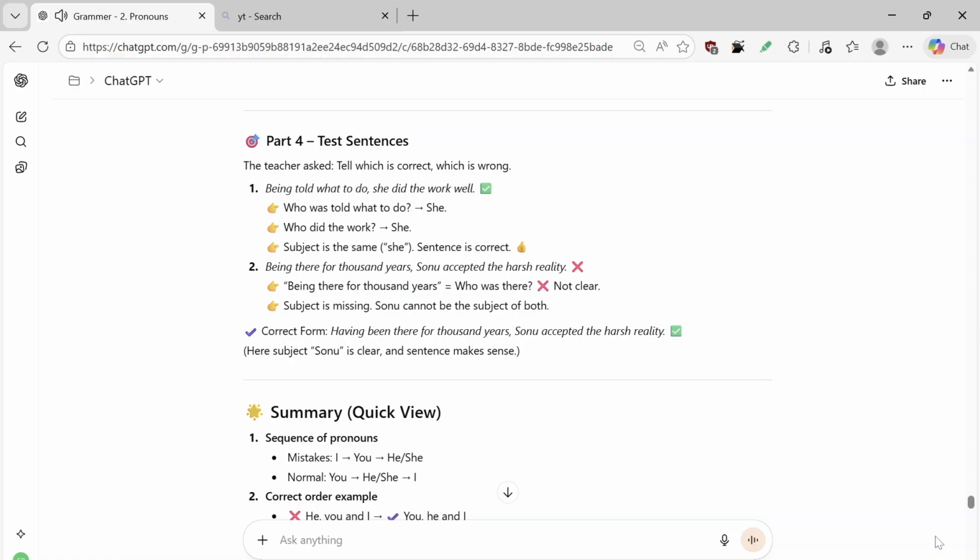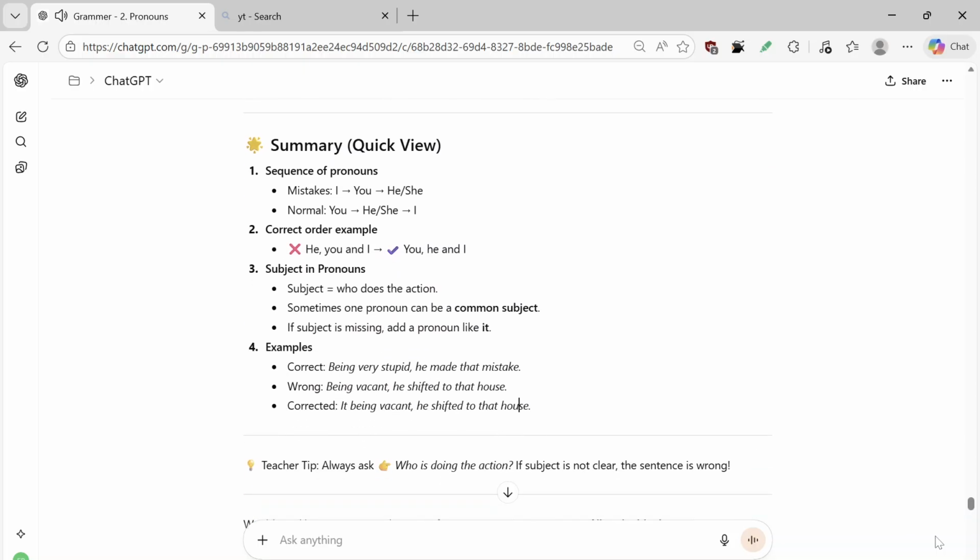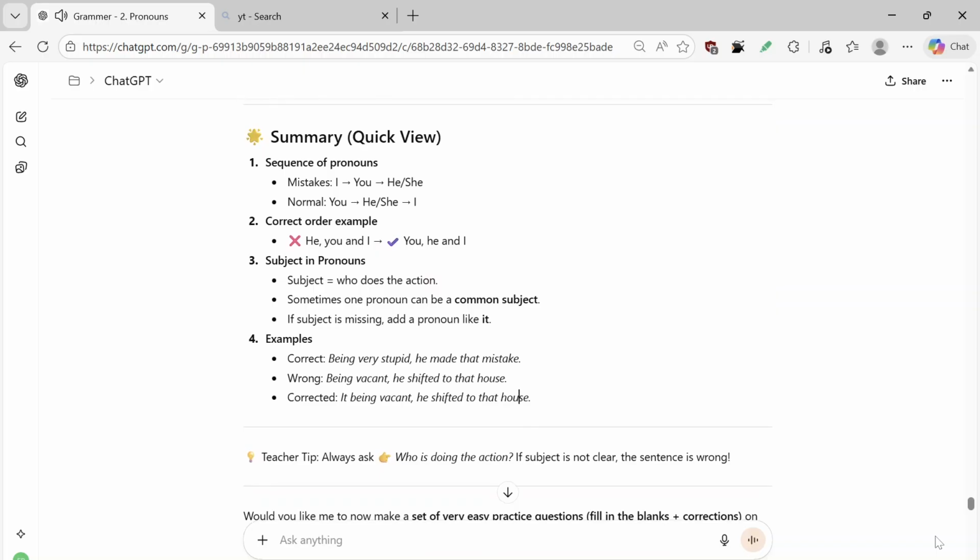1. Sequence of pronouns, mistakes. I, you, he, she, normal. You, he, she, I. 2. Correct order example: he, you, and I. You, he, and I.